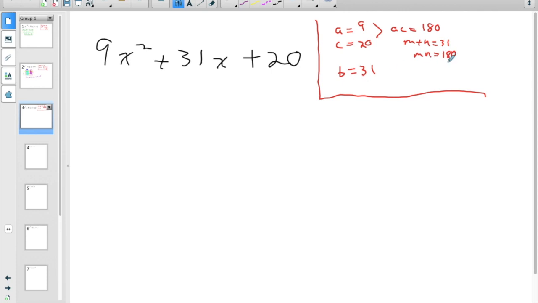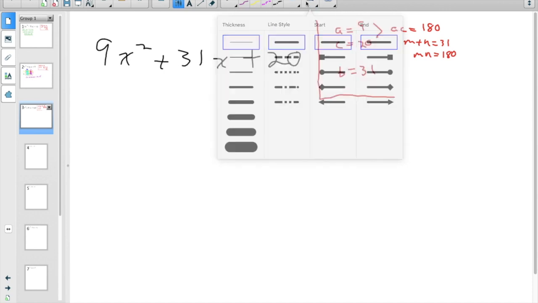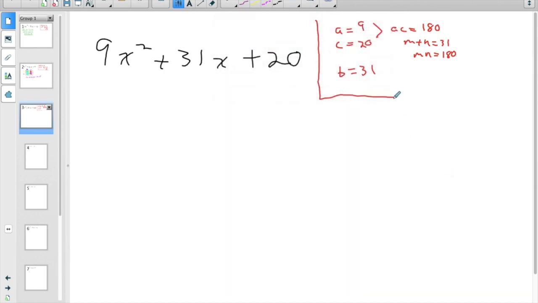If you don't ever know these off the top of your head, that isn't a problem. Sometimes it's just a case of having to do a little bit of extra setup just to make sure that we can get everything right. So we can always kind of factor this out. This will give me, I know, 18 and 10. Now 18 I know is 9 and 2, 10 I know is 5 and 2.